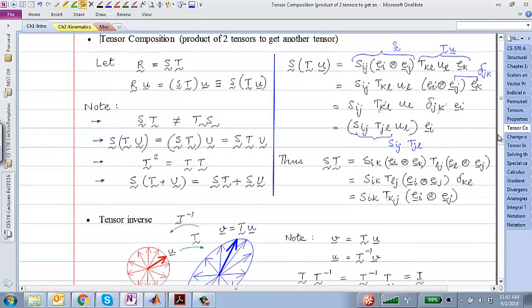And finally, I'll try to express what the tensor R might look like. So we defined R as S composed with T. And if you see here, when I'm writing S composed with T, I have Sik ei dyad ek. Okay? And then Tlj el dyad ej.